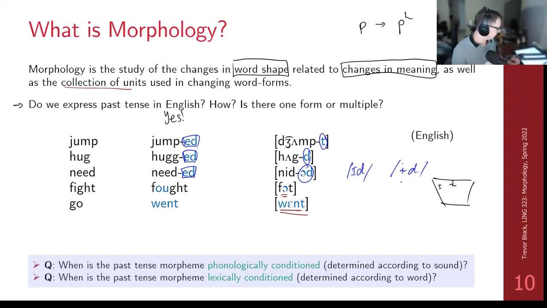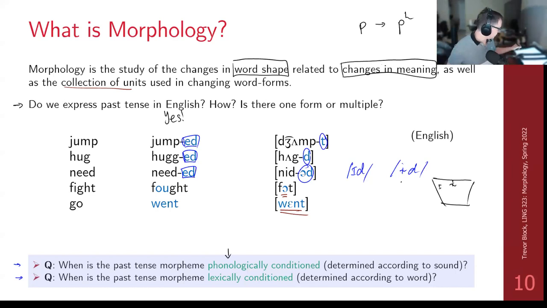So to help us with this, we come up with different types of what we call conditioning. What conditioning means is, what is determining the form of that morpheme, the form of past tense? When is it a t? When is it a d? When is it an internal vowel change? So we talk about things like phonological conditioning. And phonological conditioning says, okay, what is determining the past tense is its phonology, its sounds.